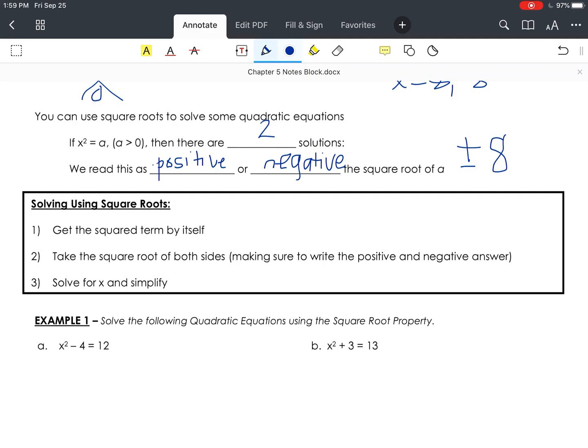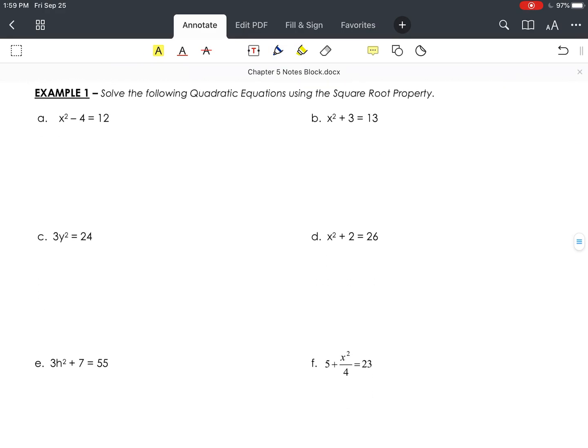So this is a way to solve equations just by using square roots. You have to get the squared term by itself. It might be x squared, or it could also be x minus something squared. Whatever's being squared, get it by itself. Then take the square root of both sides, making sure to write the positive and negative answer, and then solve for x and simplify.